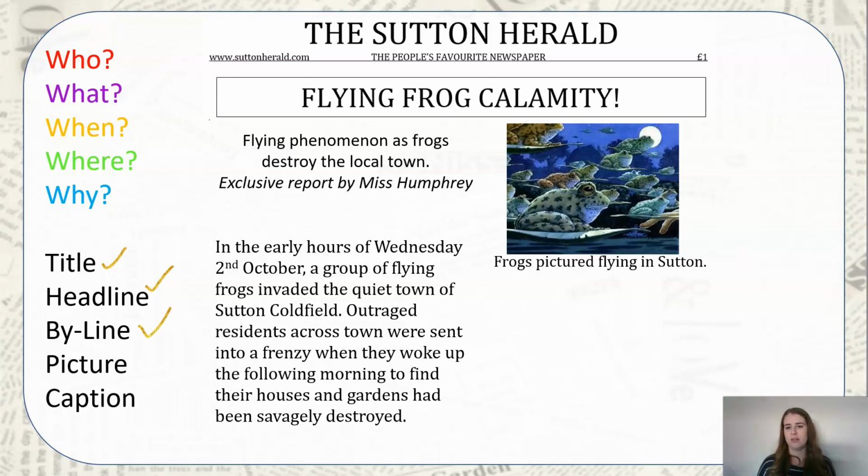Then I know over here I've got a picture and I have my caption underneath. And my caption tells me what the picture is about. So I can tick both of those off as well. So now I need to look at my 5 W's. Okay, so in the early hours of Wednesday, the 2nd of October, a group of flying frogs invaded the quiet town of Sutton Coldfield. Outraged residents across town were sent into a frenzy when they woke up the following morning to find their houses and gardens had been savagely destroyed.